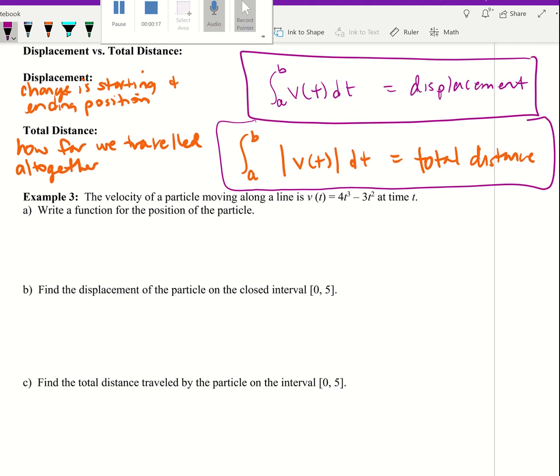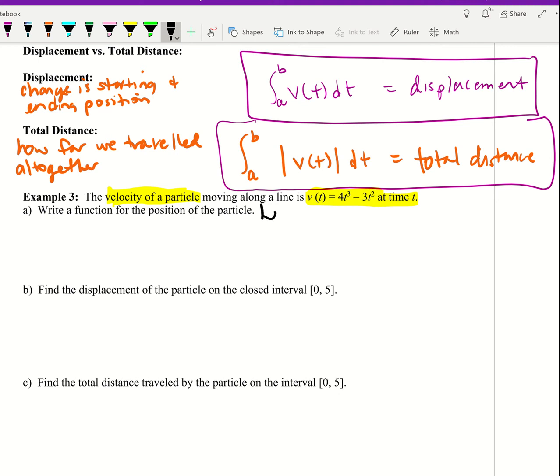Number 3, and this is actually super common. You might notice that they give you the velocity. That's probably the most common thing for you to be given, and here's the equation for the velocity. T is time. For our input, we want to write a function for the position. Let's get that right. Well, I want to then undo the derivative that is on velocity. Let's just let the position equal s of t. That's actually a common notation for position.